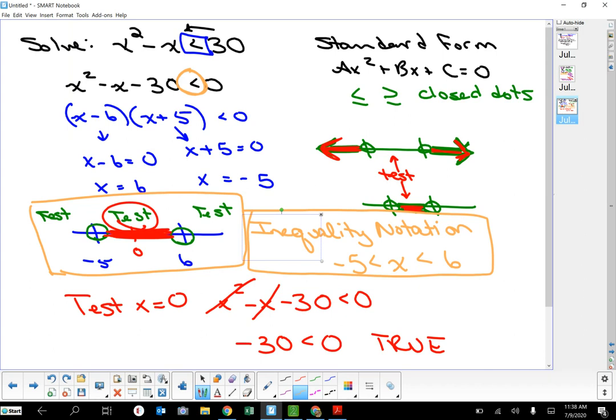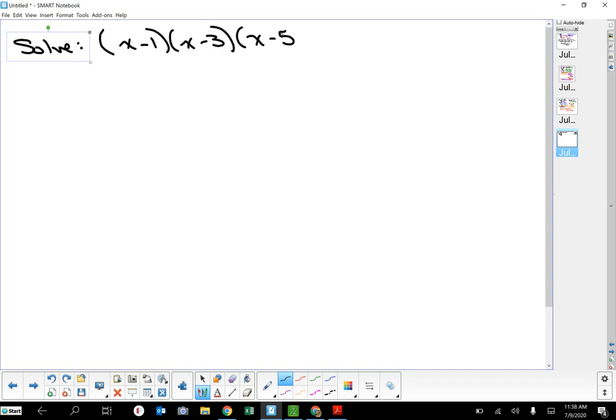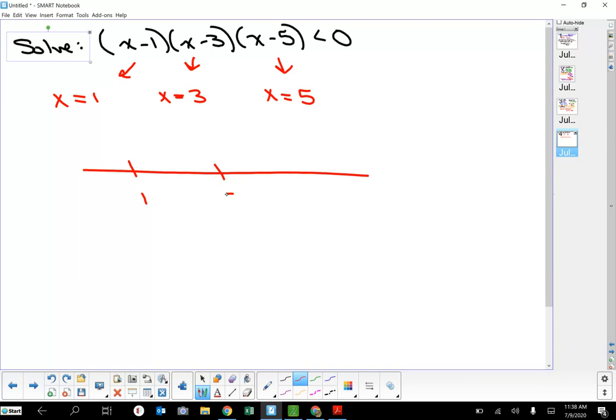All right, the last one I want to do is a little weird, and I don't want it to throw you. We're actually going to be given a problem in factored form. So it looks like this: x minus 1, x minus 3, and x minus 5 is less than 0. So what happens here, it's already factored. We're just going to say x is 1, x is 3, and x is 5. Well, look what happens on our graph. 1, 3, 5, and then the graphs go off to the end, right? So we have a dot here, a dot here, and a dot here.